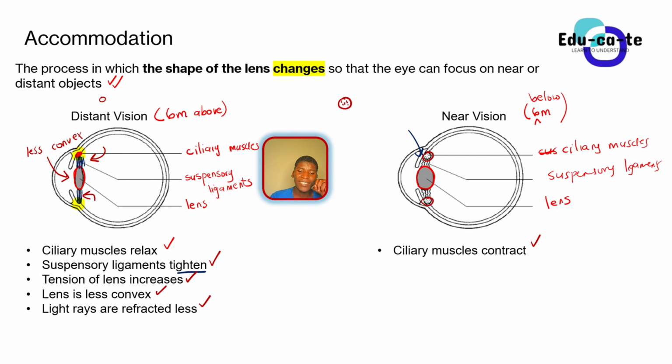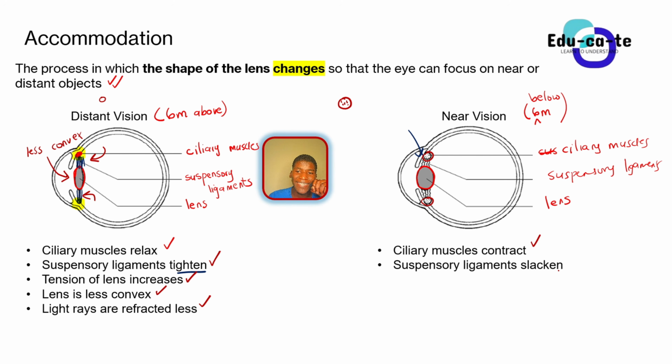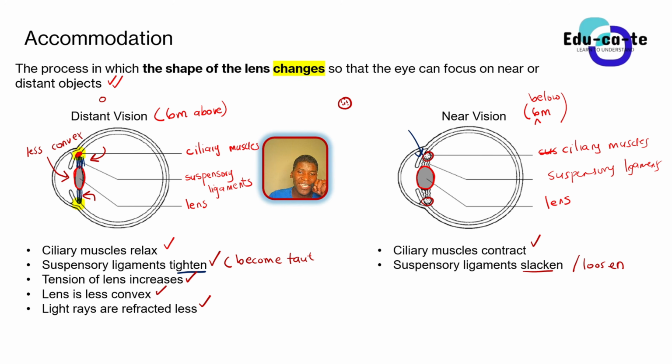And opposite to that, the suspensory ligaments slacken or loosen up. On the other side, you said that they tighten, or they can use the word become taut. Whenever they use the word tighten or become taut, it just means that the suspensory ligaments are being pulled or look like they are stretching. You get the sense, guys. So here, the suspensory ligaments slacken. It's the opposite. You can see that they are loosening up.